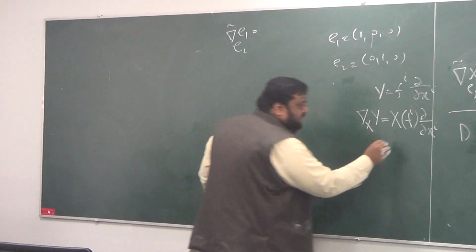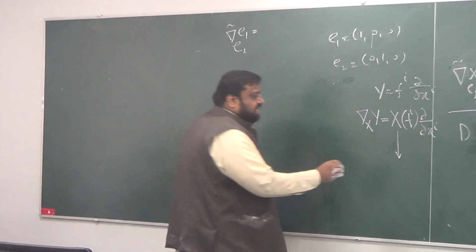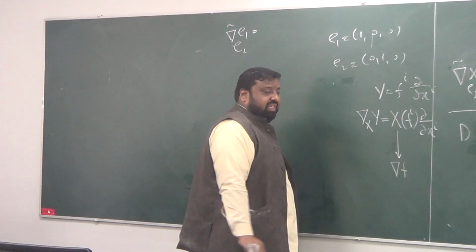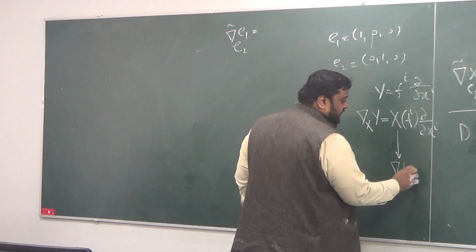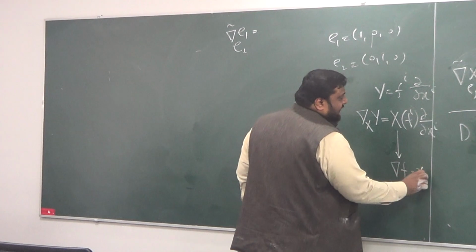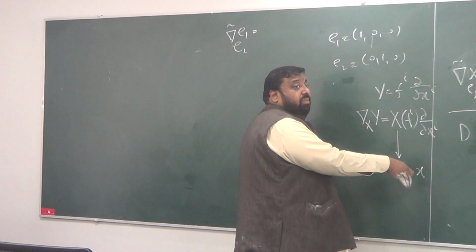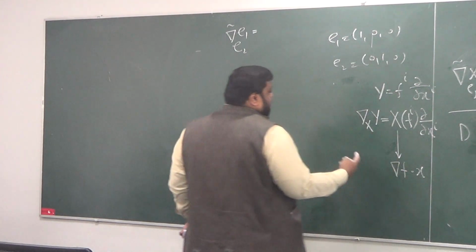And what is this guy? So if I want to explicitly write it, this is the gradient of f with respect to what? With respect to x actually, whatever the vector attached to this is. Basically, if you're computing it at a point, you're going to get something like that. Now think about it.